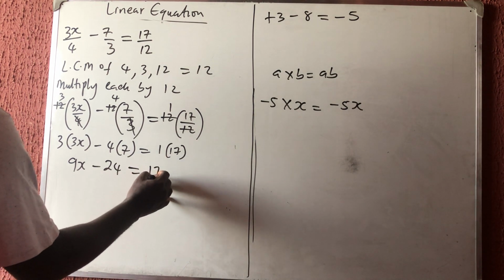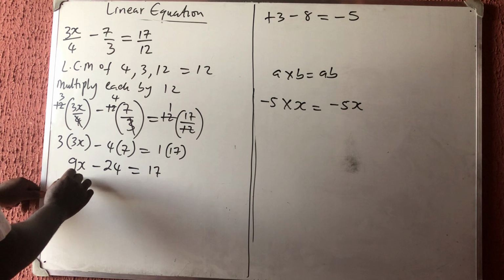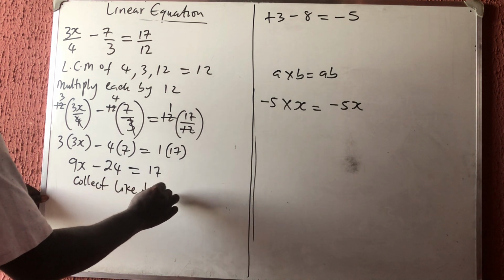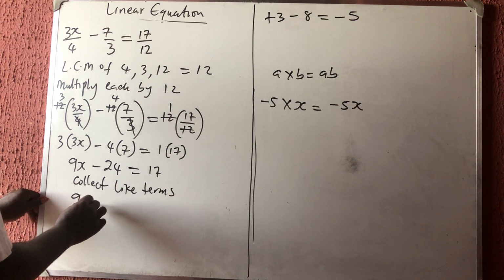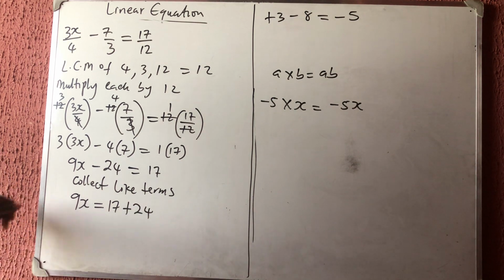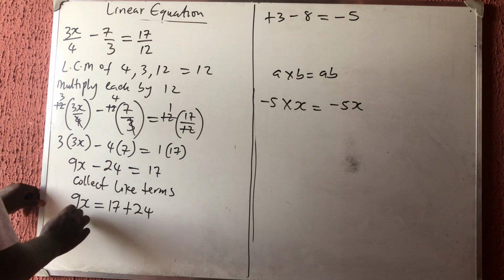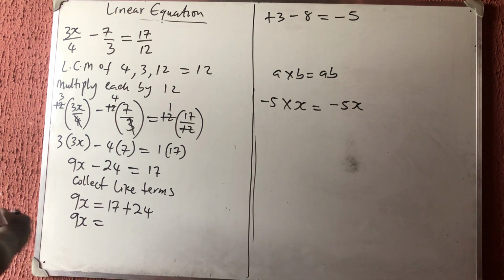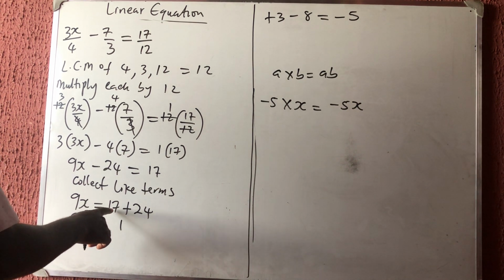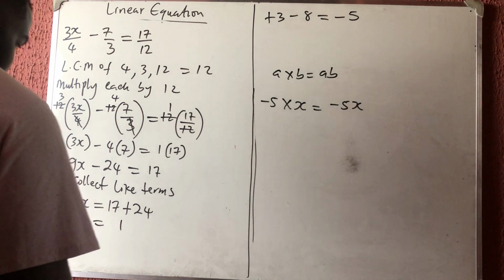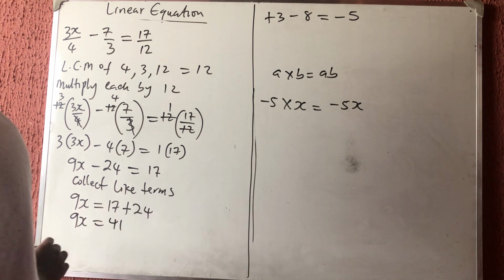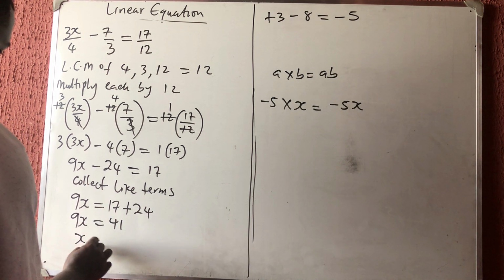So is equal to what? 17. So I can now collect like terms. If I collect like terms, I'll have that 9x will now be equal to what? 17 plus 24. All right. So now I'm going to have that 9x is equal to, if you add, this is 1, 7 plus this is 11. That is 41. So therefore, my x will now be equal to what?